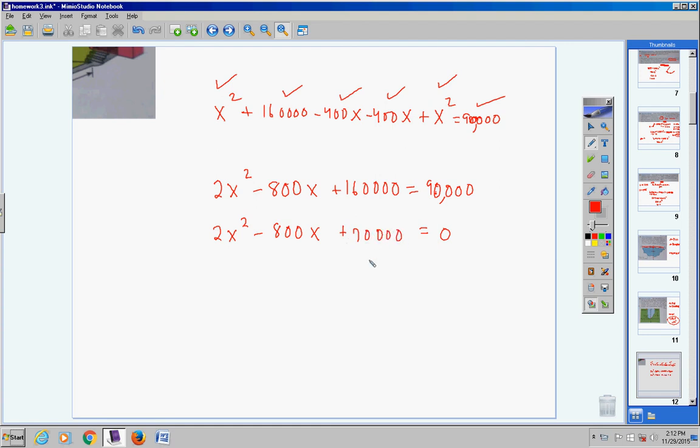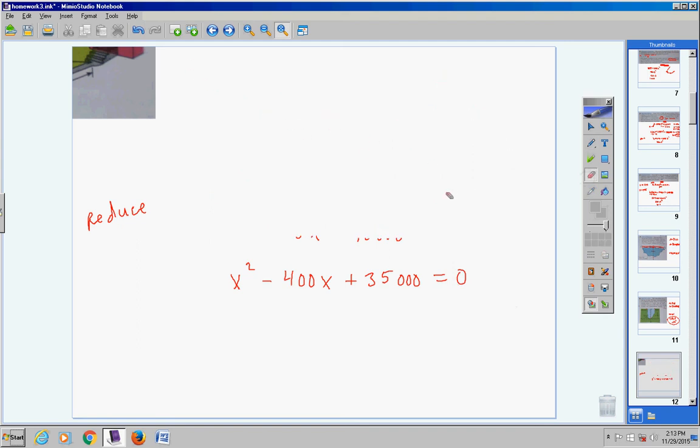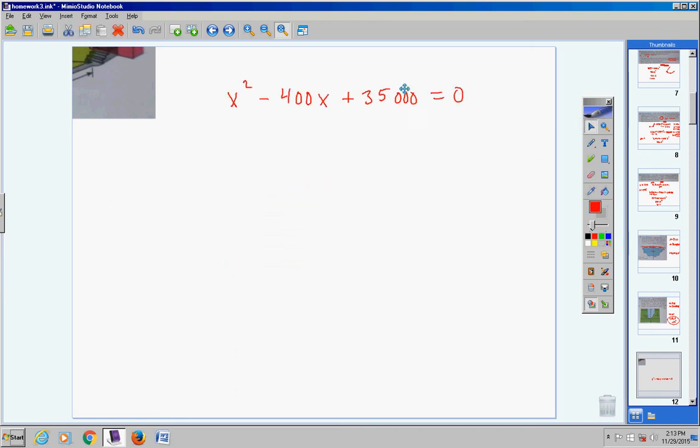Now, you are all ready to use the quadratic formula, but why would you want to do that when you can reduce your equation? You can divide everything by 2 and make the numbers smaller. So divide 2x squared by 2. Divide 800 by 2. Divide 70,000 by 2. And you're left with this right here. Now we have one side equal to 0, we've reduced our equation, and we're ready for the quadratic formula.